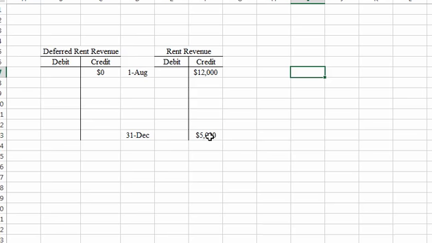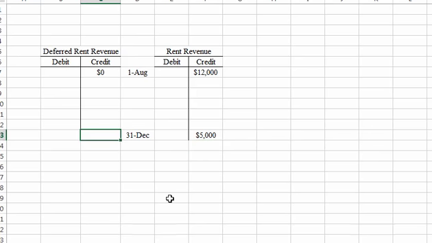Rent was $1,000 a month, 12,000 divided by 12, times the 5 months earned from August 1st through December 31st. So August, September, October, November, and December. Okay, so the balance in rent revenue on December 31st should be $5,000.